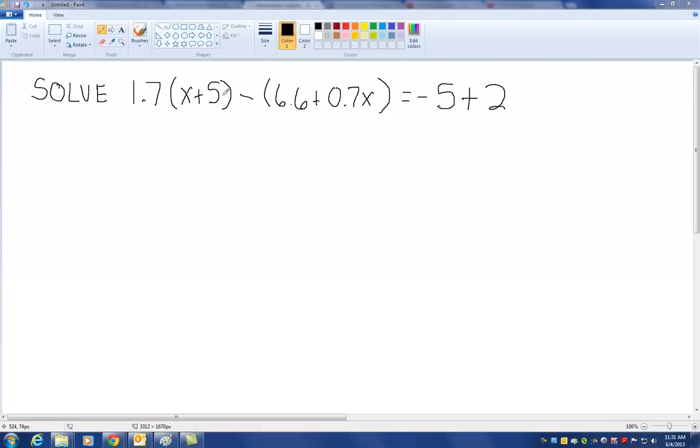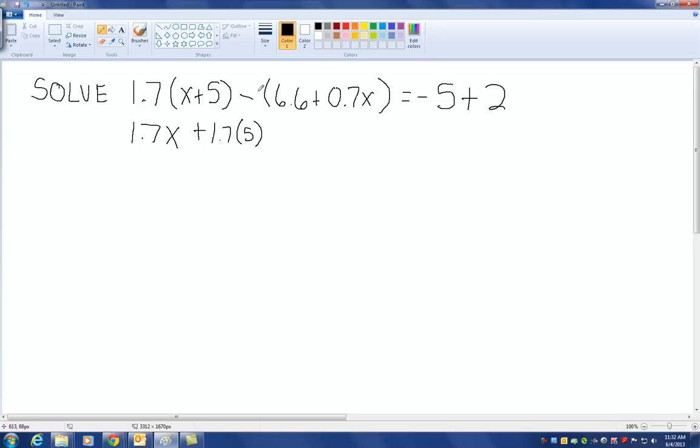And again, the problem is 5 and x are not like terms. We can't combine them, so we rely on distributive property. Then we say that this expression is equal to 1.7x plus 1.7 times 5. Same thing here, 6.6 and 0.7x can't be combined.